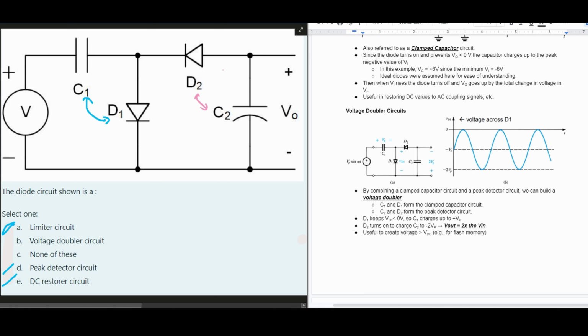So when D2 turns on, it's going to charge our C2 to 2 VP for our example right here. The V output is going to be 2 times our V input. So V out is going to be equal to 2 times V. And this is useful to create a voltage which is greater than our VDD. An example for this is flash memory. So for this example, we've solved it, and we know our answer is the voltage doubler circuit.